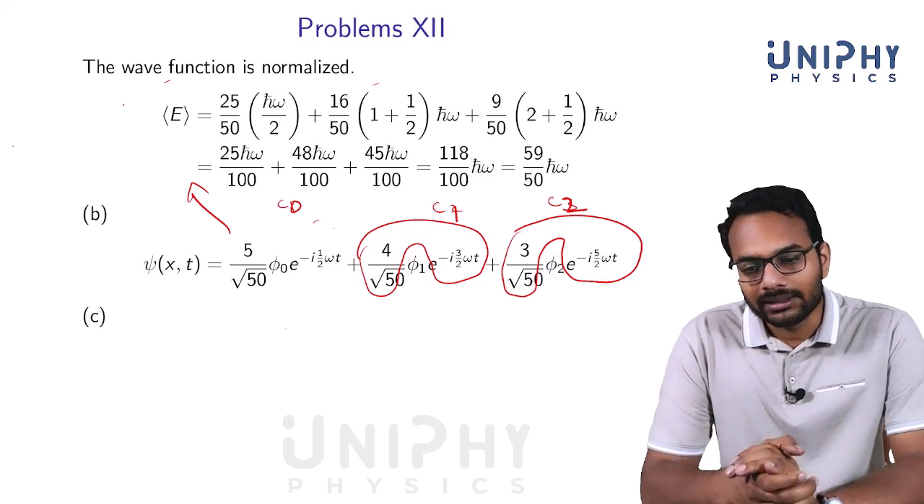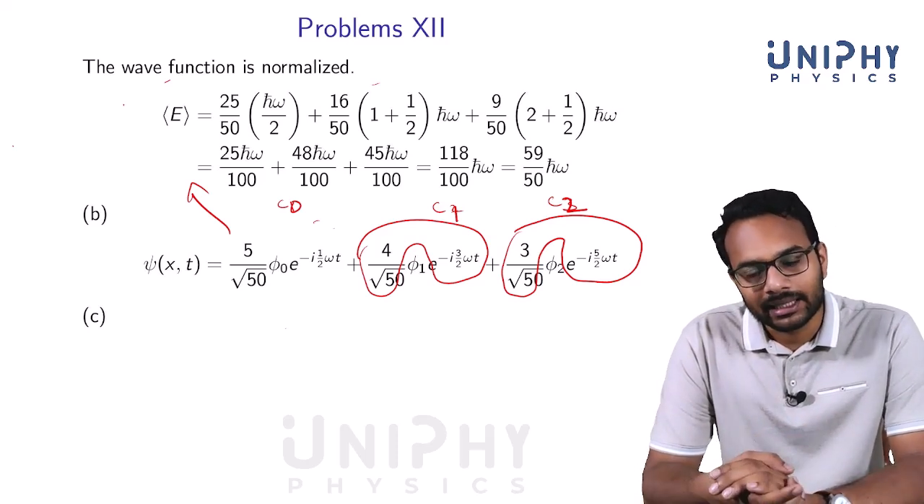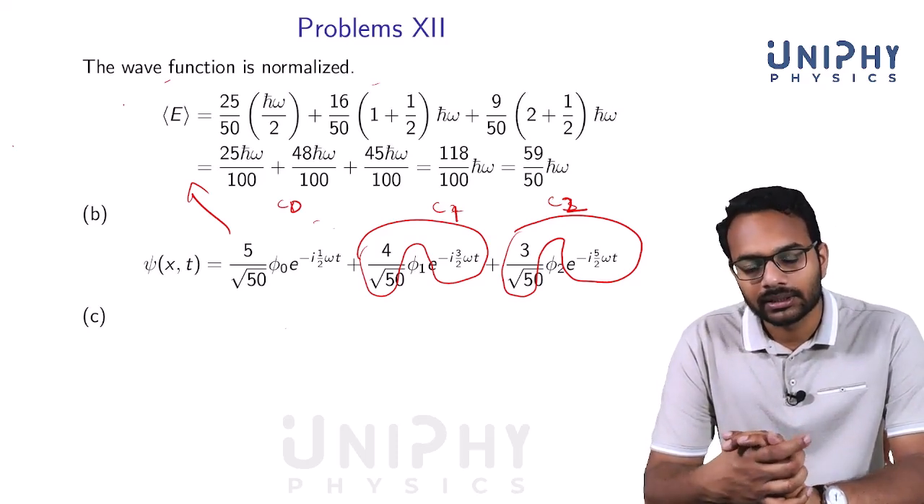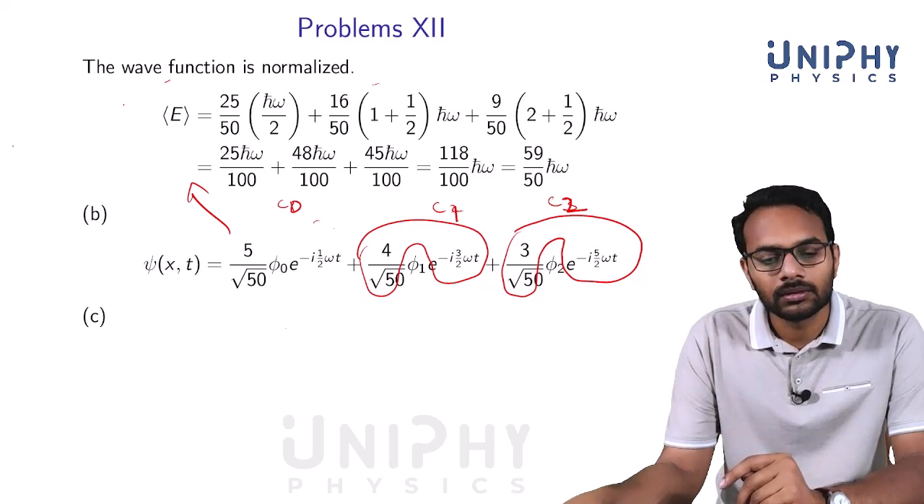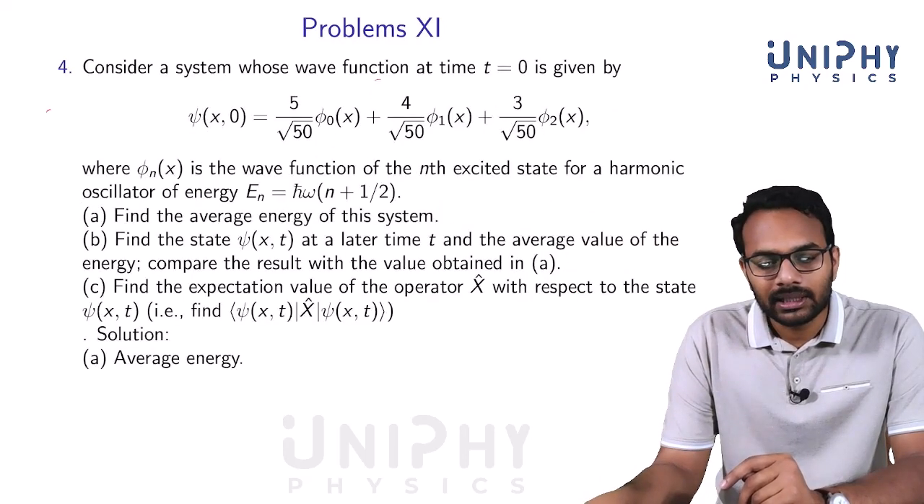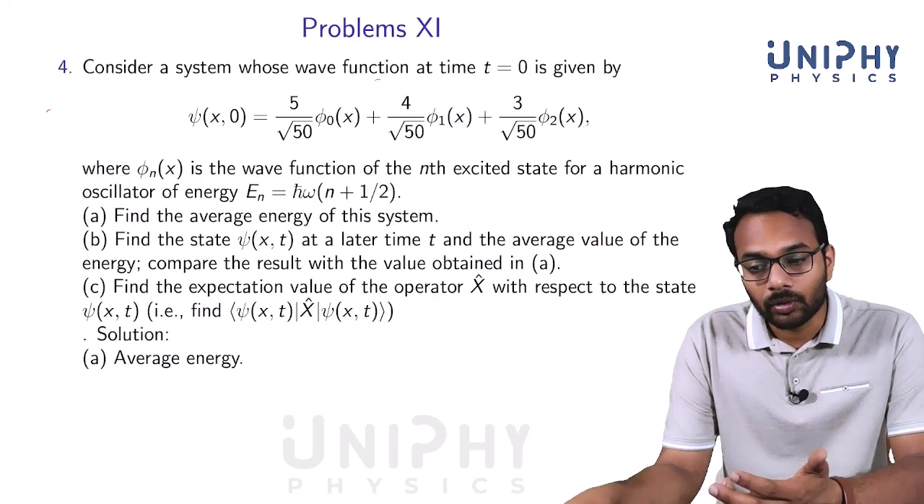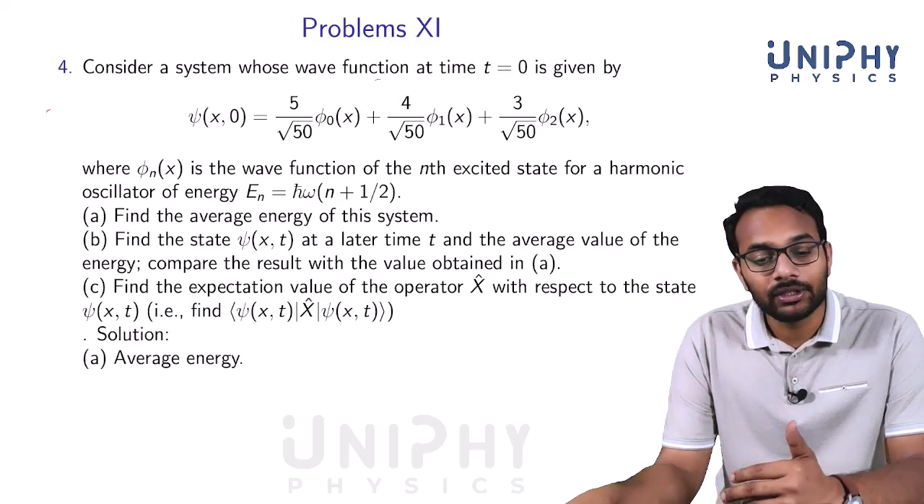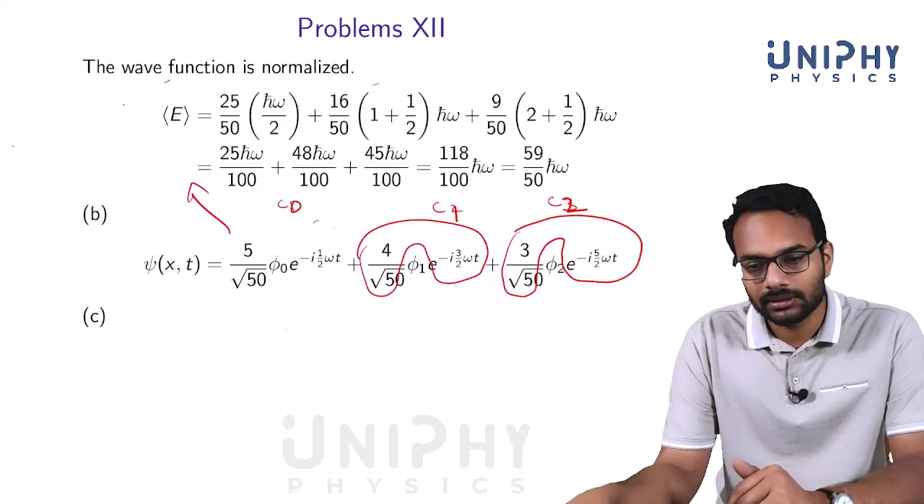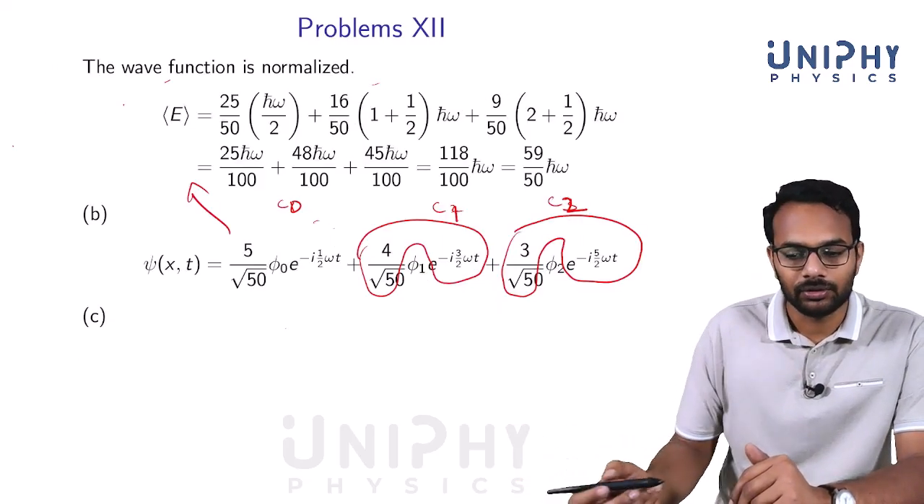It happens because these are energy eigenstates. What was the third part? Find the expectation value of the operator x cap with respect to the state psi of x comma t. That I leave to you as an exercise.